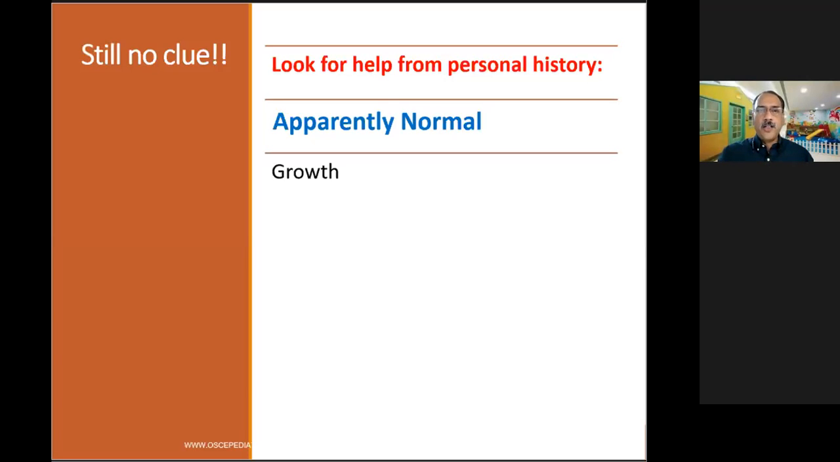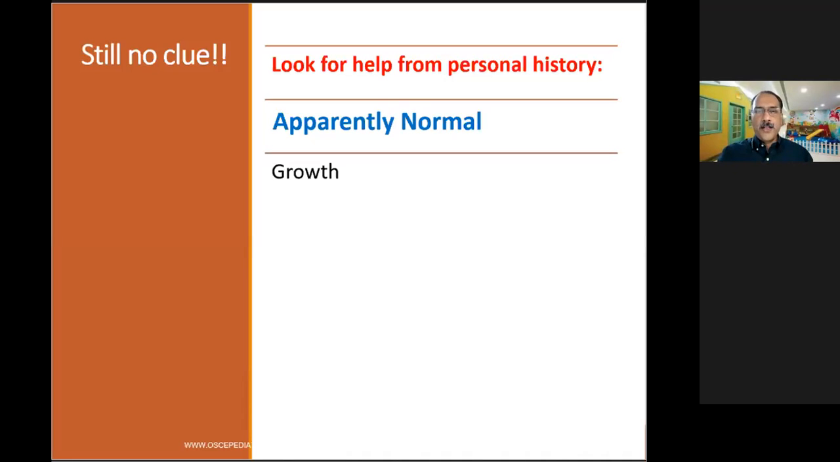So can somebody tell me how, on the basis of growth, you will decide whether this is an acute or chronic problem? Weight affected, mainly acute. Height affected points to chronic. Excellent. So if only weight is affected, then you're looking at a possibly acute or subacute problem.